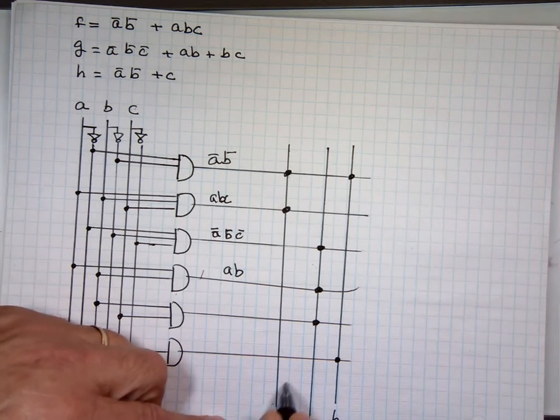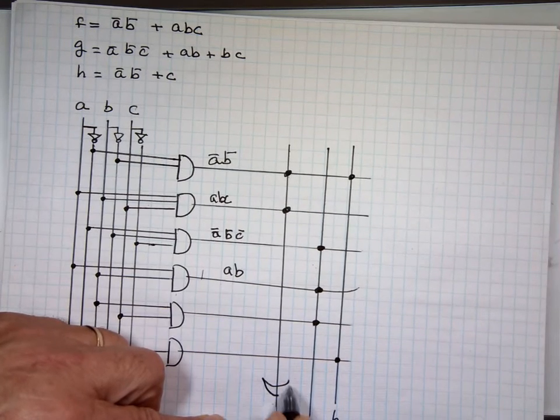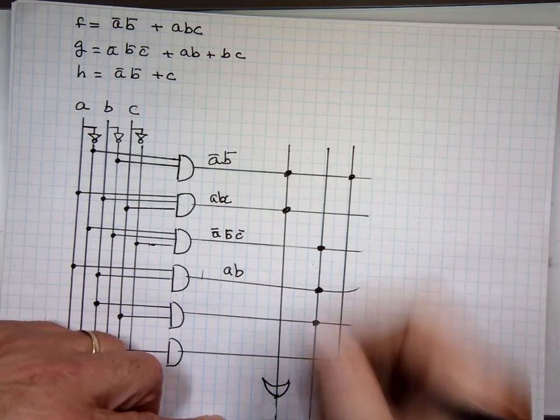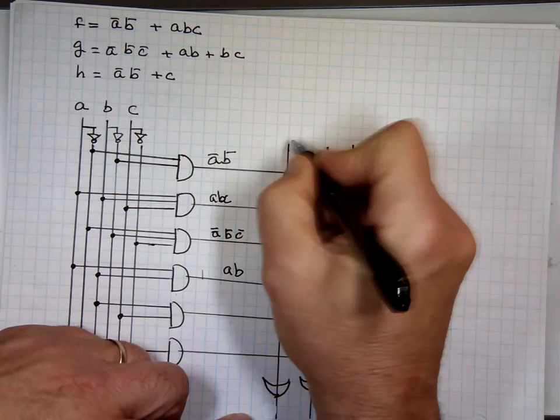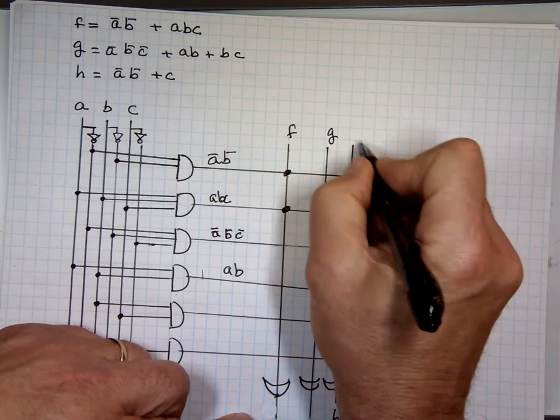We just, because you can't just attach them to a wire. So you got these wires coming down. You should label the top. You want the top label? Okay. F, G, and H.